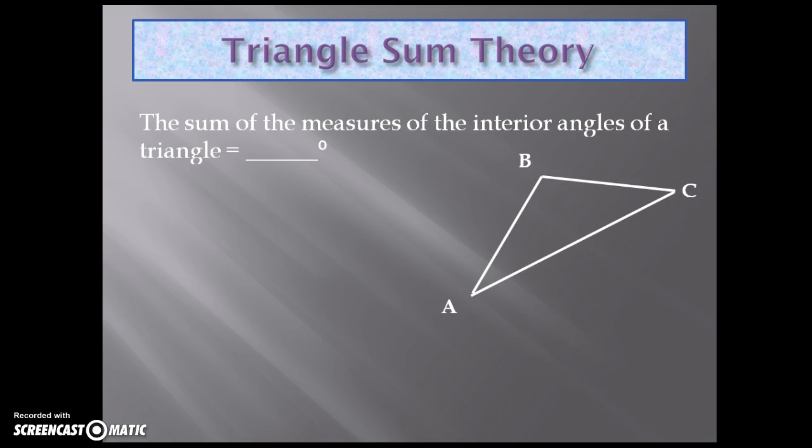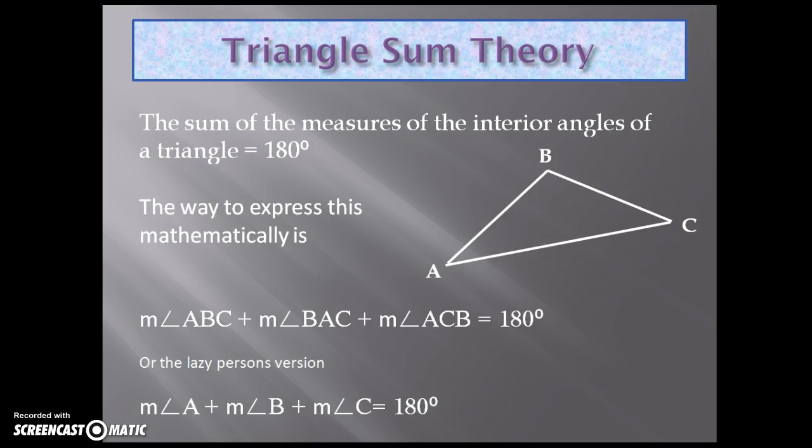This is something we discussed yesterday. We're going to talk about the triangle sum theorem. The sum of the measures of the interior angles of a triangle equals how many degrees? Go ahead and fill yours in now. The correct answer is 180 degrees because all triangles' interior angles equal 180 degrees. The sum of the measures of the interior angles of a triangle equals 180 degrees.